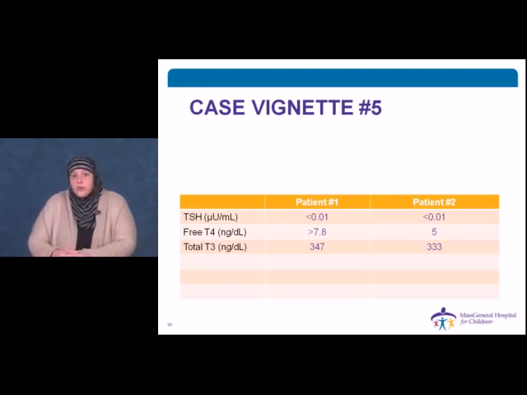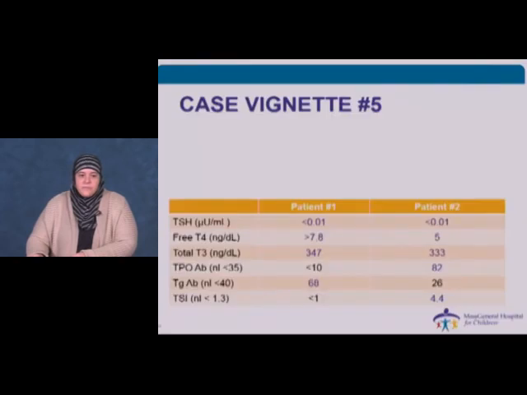So this compares two patients who had pretty similar thyroid studies, as you can see here. And the next step, of course, was to measure antibodies. So patient number 1 had negative TPO antibodies, speaking probably against Graves' disease. There were weakly positive thyroglobulin antibodies, and TSIs were normal.